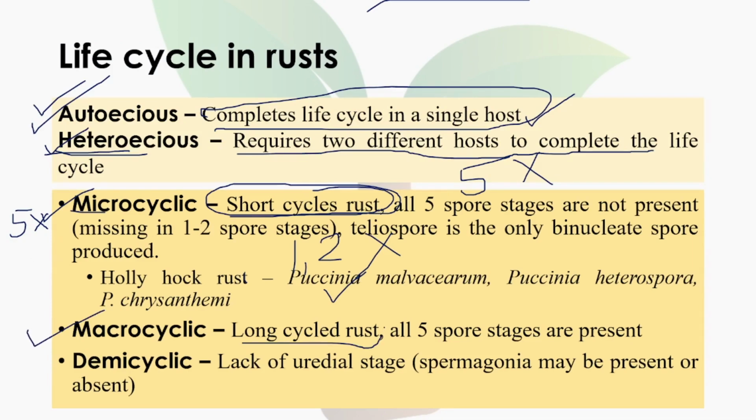Macrocyclic means long cycle rust. The name itself indicates macro, right? Long cycle rust, but all 5 spore stages are present. Okay. Demicyclic is very important. Demicyclic means lack of uredial stage. Completely the uredial stage is lacking. So just 1 minute.